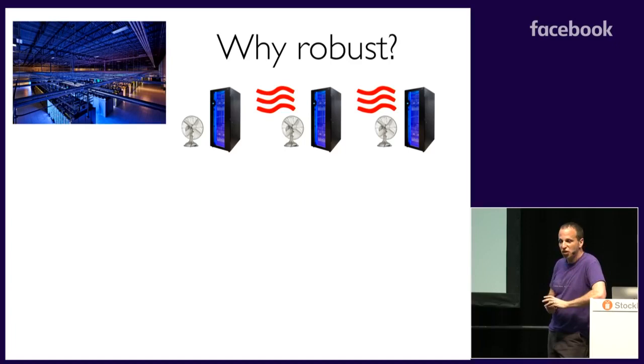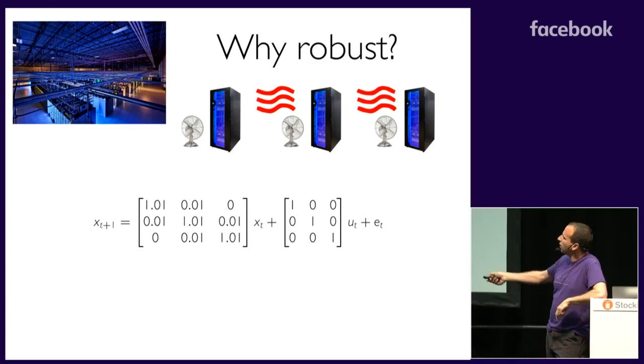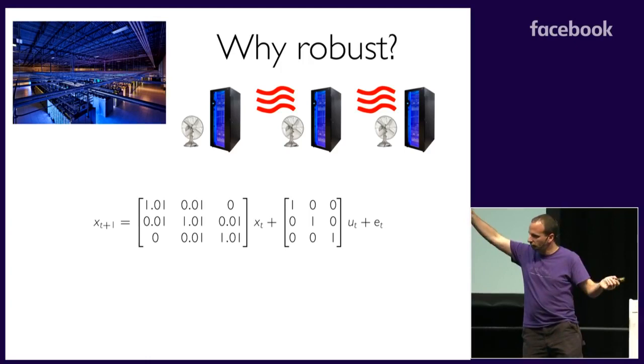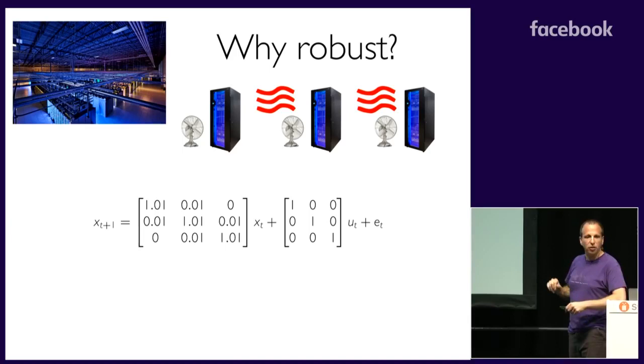And this is a really dumb model, but maybe this is what that model would look like, where each server has some kind of activity that's heating it up. And this number is bigger than one, so if I ran it open loop longer and longer, it's going to go to infinity. That's called unstable. The system is unstable. This is going to blow up if I run it without doing control.